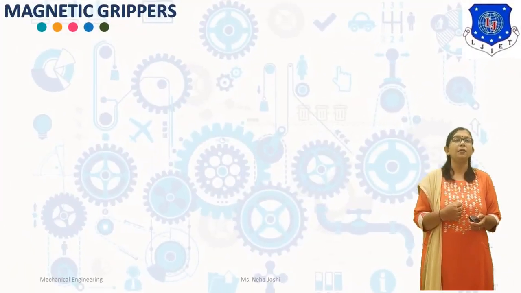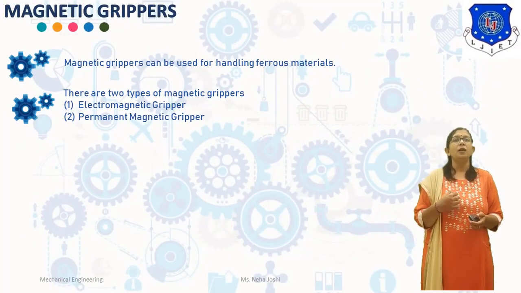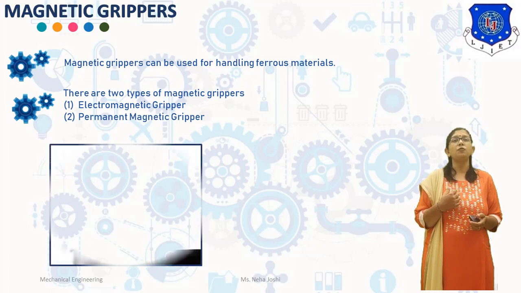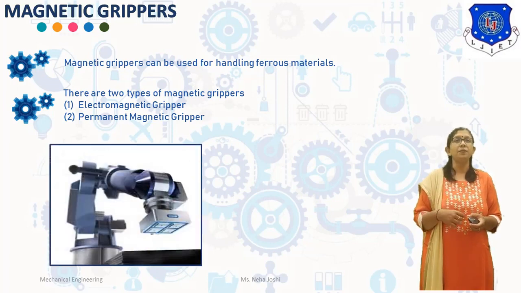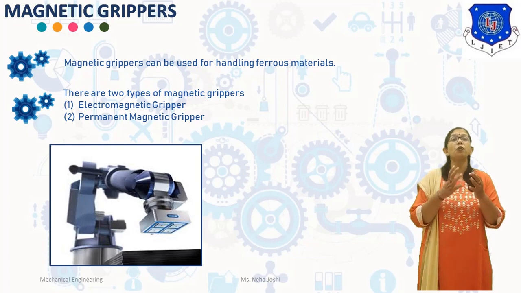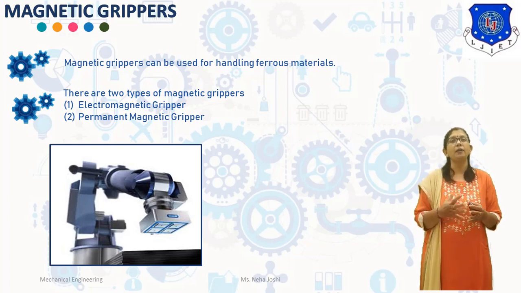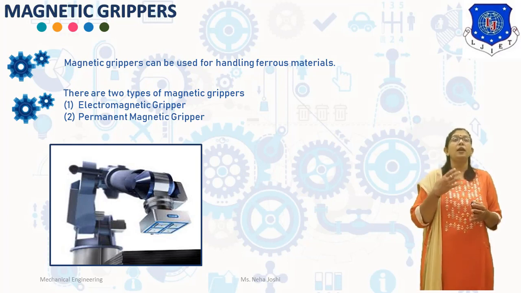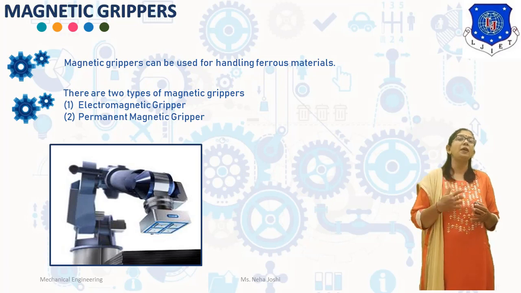The third type of gripper is the magnetic gripper. A magnetic gripper can be used for handling ferrous material. The magnetic gripper uses an electromagnet or permanent magnet for material handling. There are two types of magnetic grippers, electromagnetic grippers and permanent magnetic grippers.